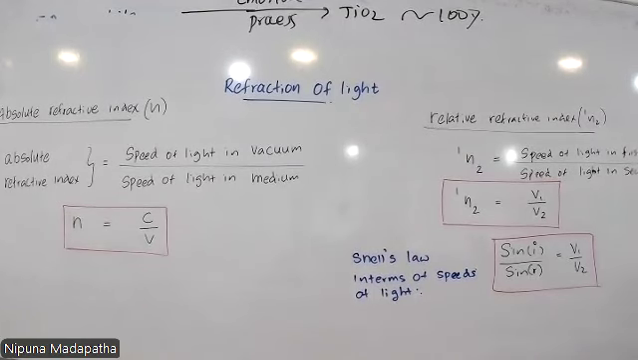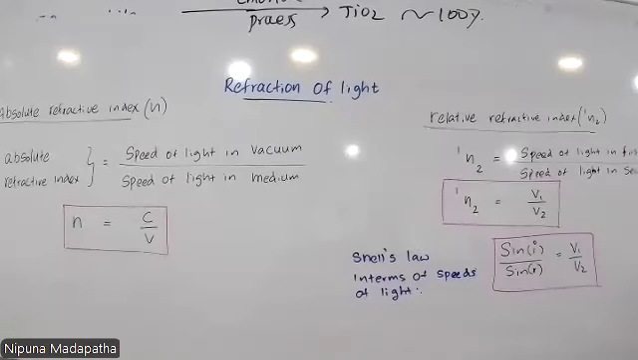Write an example question. The speed of light in glass is 2 times 10 to the power 8 meters per second. Find the absolute refractive index of glass.